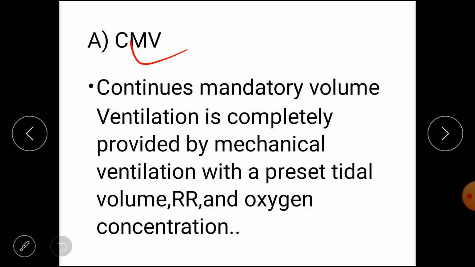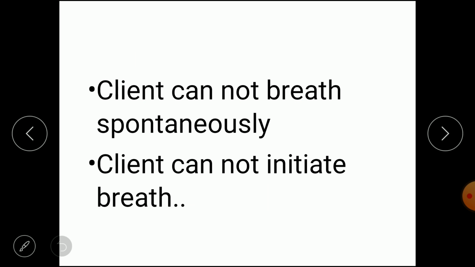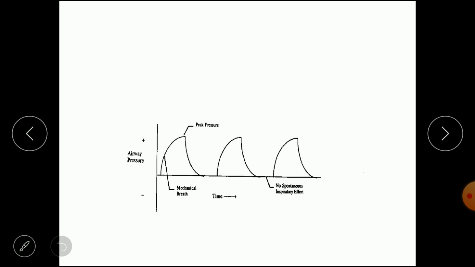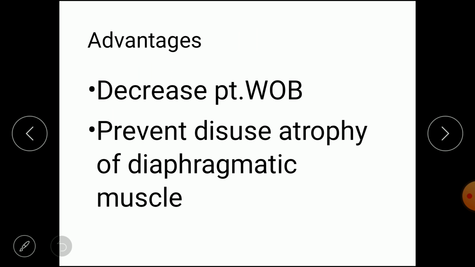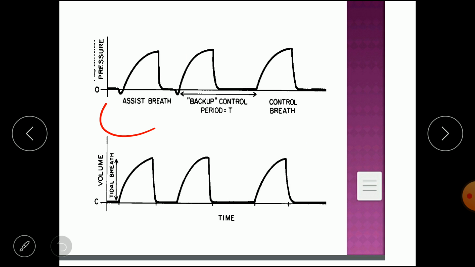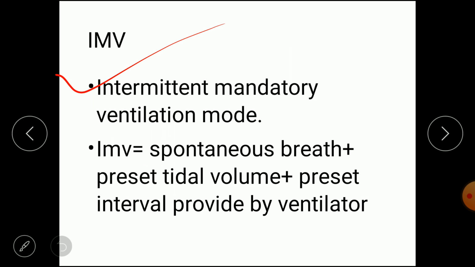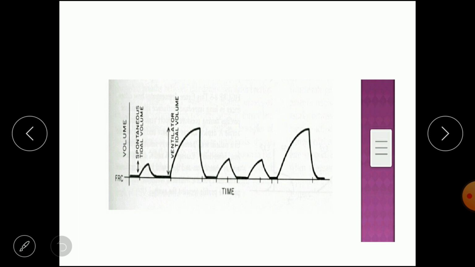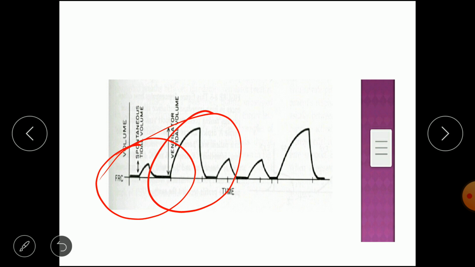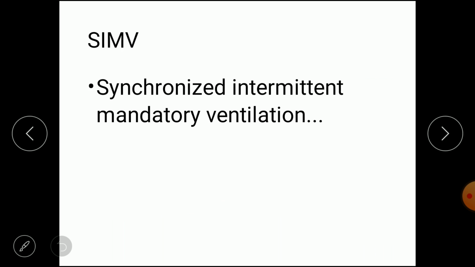First we saw CMV, continuous mandatory ventilation, then indication, disadvantage, advantage, graph. Then AC, assist control mode. In that, the patient just initiates a breath and then the mechanical breath is provided by the AC mode. In this graph we show the patient can initiate a breath and then the assist breath is provided by the machine. Third is intermittent mandatory ventilation mode. In that, the patient can breathe spontaneously, and then the machine provides a specific amount of tidal volume to the patient.